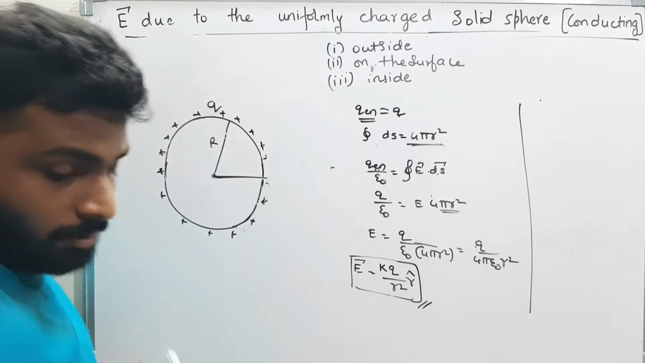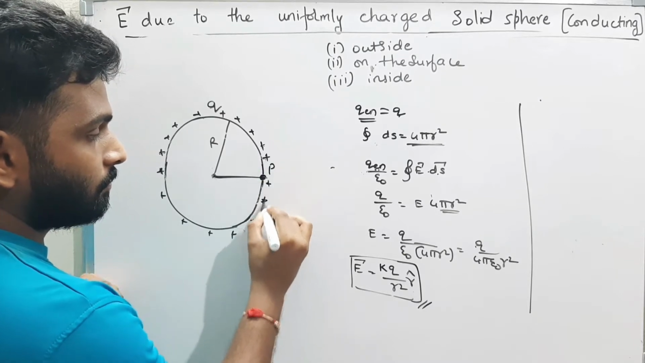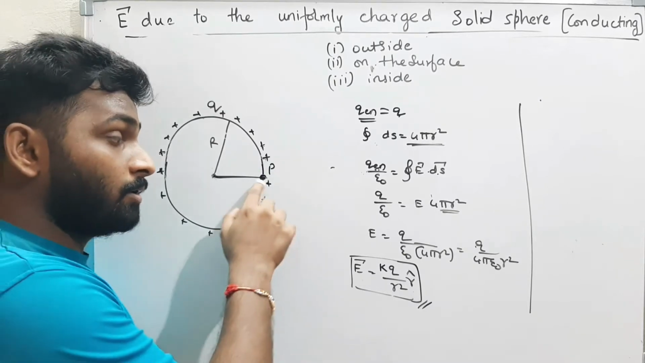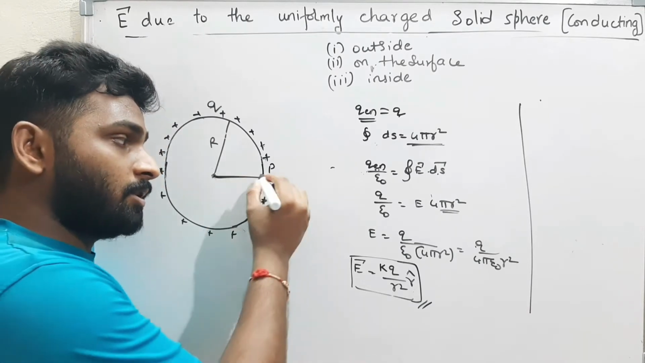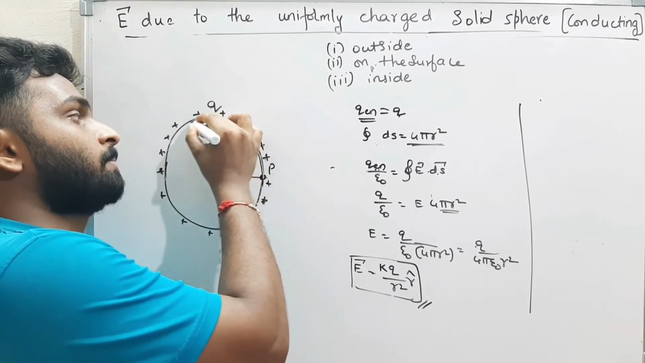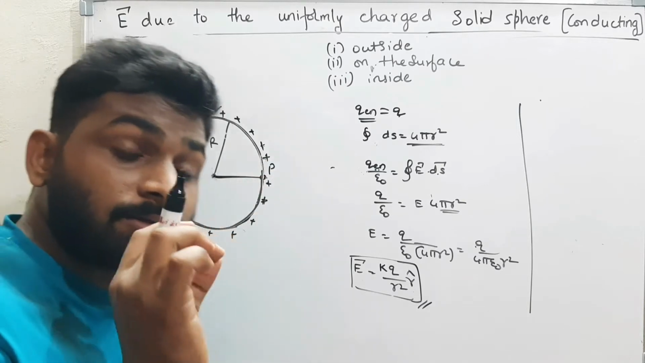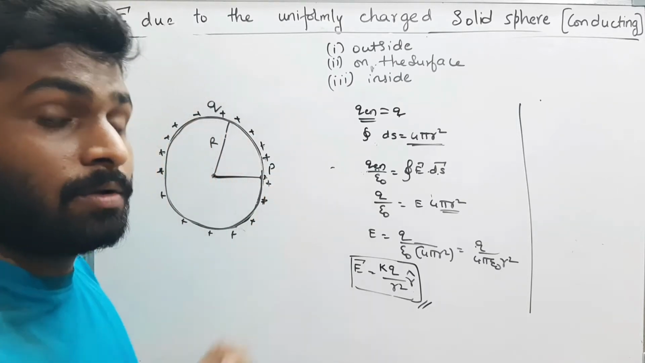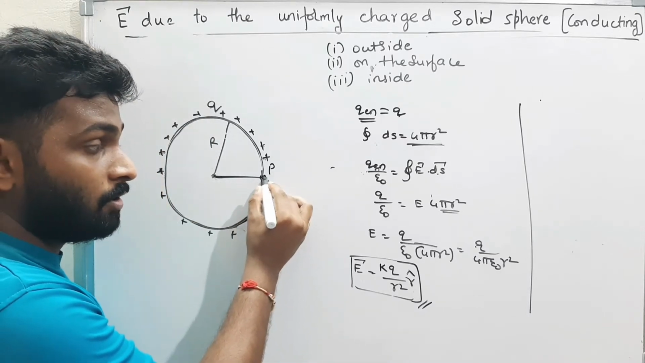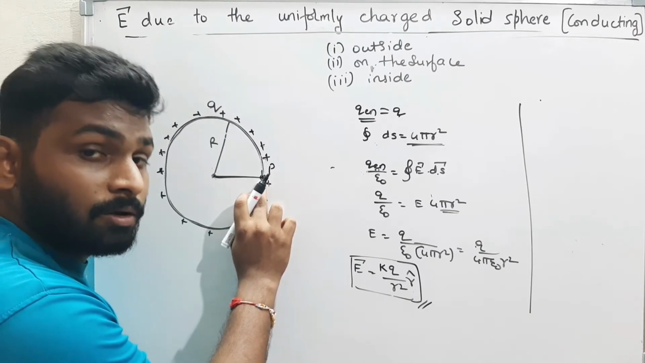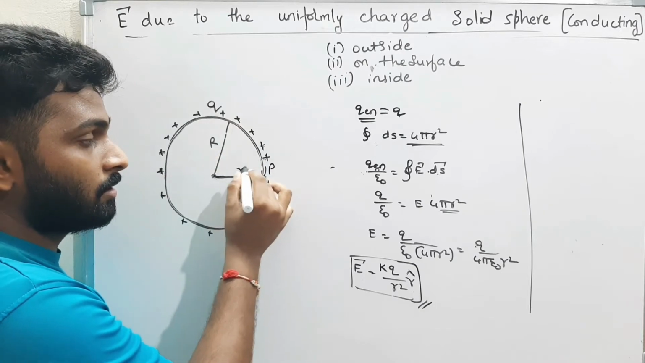Now I am assuming a point P on the surface. Now I have to assume a Gaussian surface again. What's the Gaussian surface? The Gaussian surface is nothing but a spherical surface, like this. Always the Gaussian surface has to pass through the point. Therefore, when the point is on the surface, what is the Gaussian surface? The Gaussian surface is exactly the spherical surface having radius capital R.